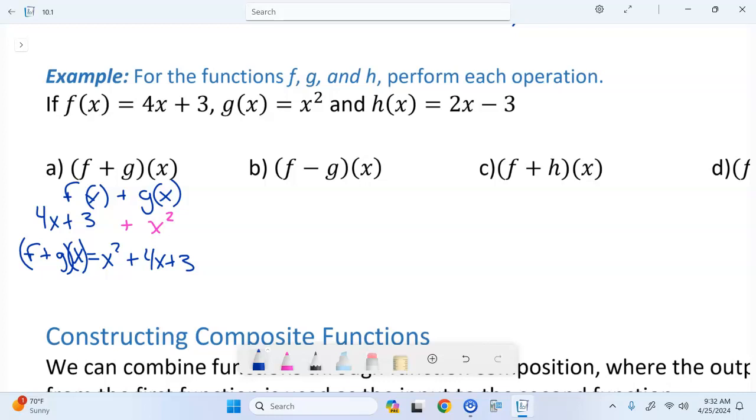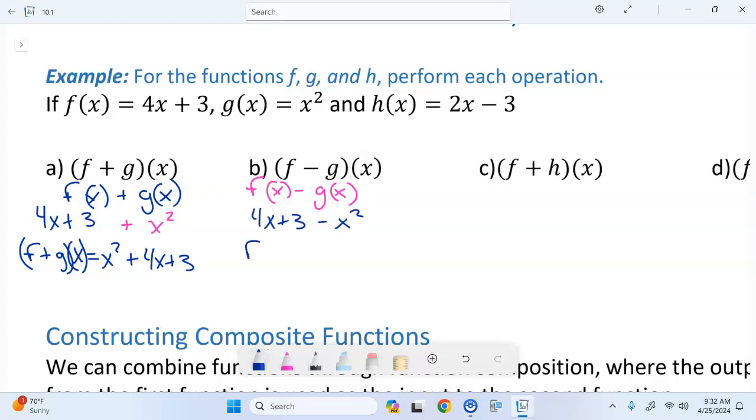Part B, same idea, but now we're subtracting. We're going to take f of x, and we're going to subtract g of x. F of x and g of x are the same. Still, they haven't changed.